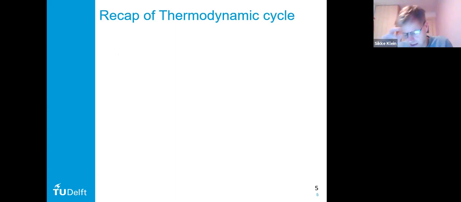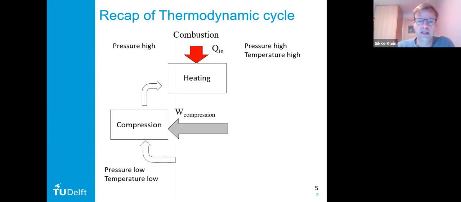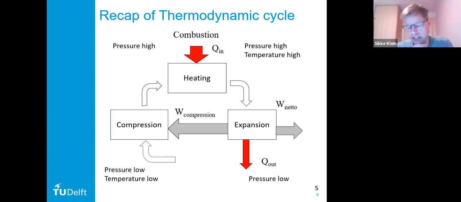So let's start a little bit back. What's the role of combustion in the gas turbine cycle? We know this system here. We start on this side where we have the compression. So we compress the air in the gas turbine, and we have a high pressure and intermediate air temperature.